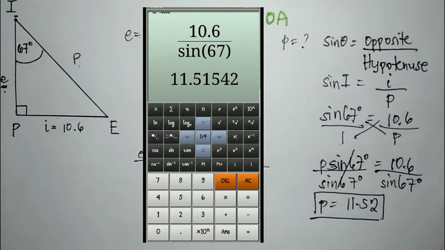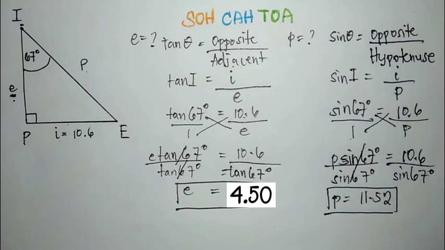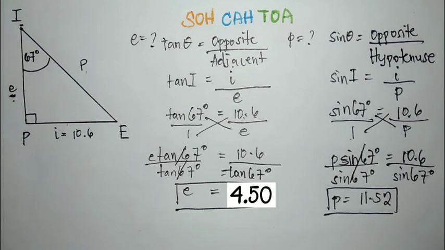Okay? So, napakadali lang, di ba? Susundan nyo lang yung parts of a right triangle. Dapat alam yung opposite, hypotenuse, and adjacent. Susundin nyo lang din yung ating SOH CAH TOA, right?